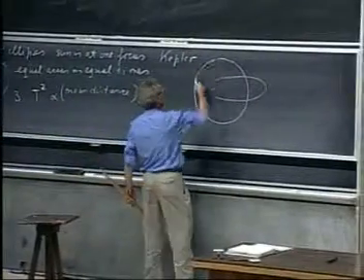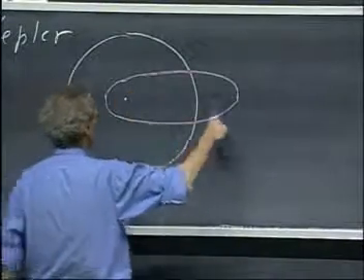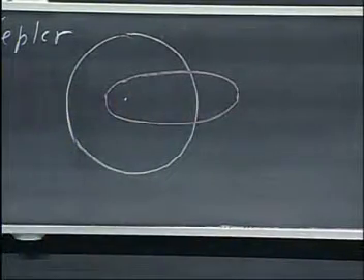So to go around this circular orbit will take the same amount of time as to go around this one. And that is by no means obvious.